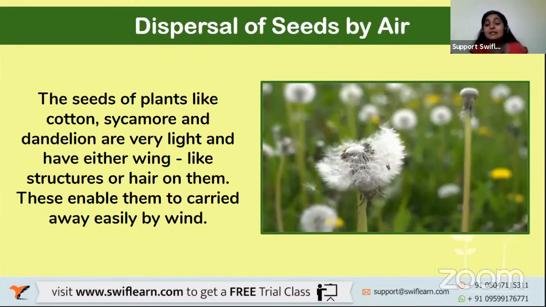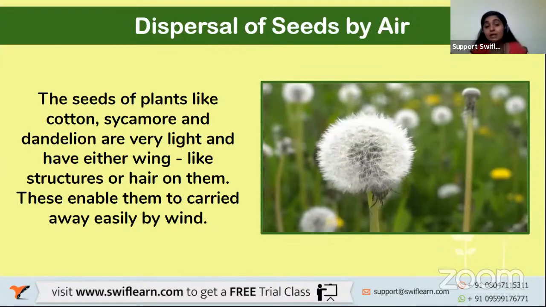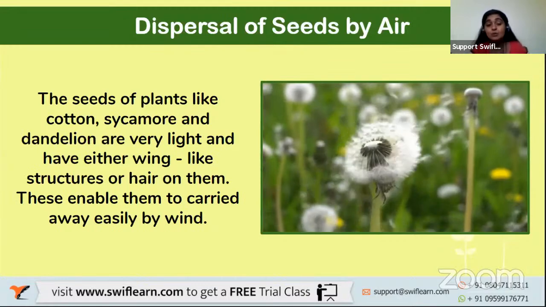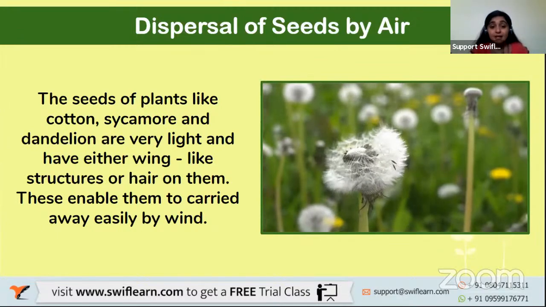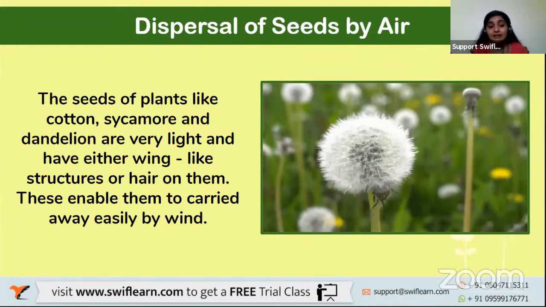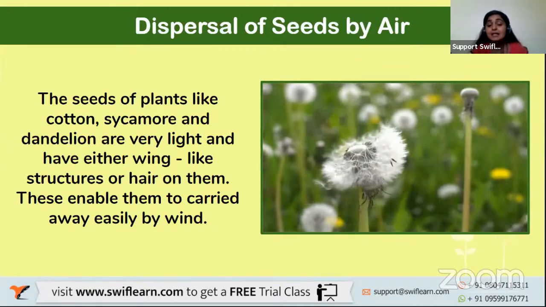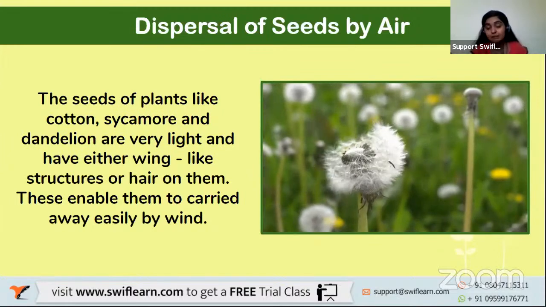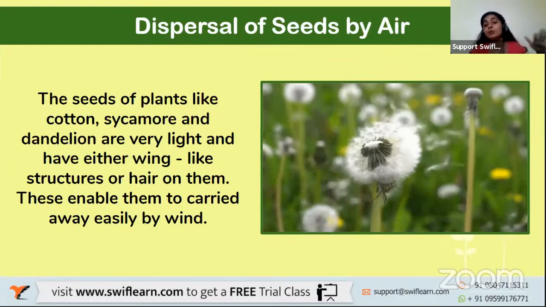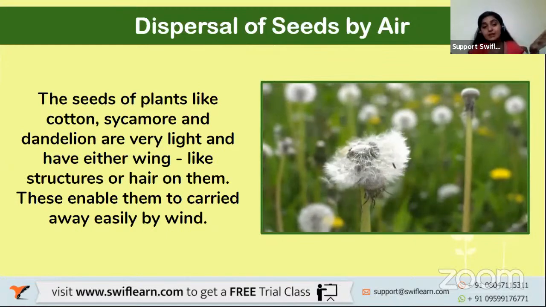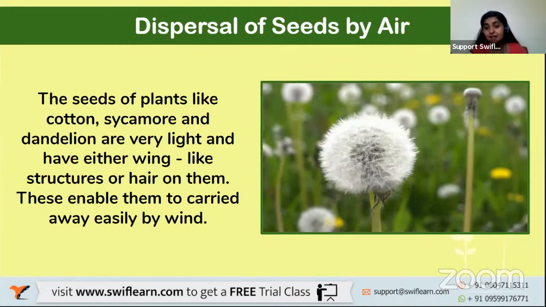For the wind, the seeds need to be very light. They need to have a kind of structure that gets flown away or blown away with the wind. Let's read what's written right here in front of us. The seeds of plants like cotton, sycamore and dandelions are very light and have either wing-like structures or hair on them, right? These enable them to be carried away easily by wind. Like we discussed, they need to have a kind of structure, a build-up that the wind can take away, so they can flow with the wind. That's why they have a hairy structure or a wing-like structure, and of course, they are very light in their formation.